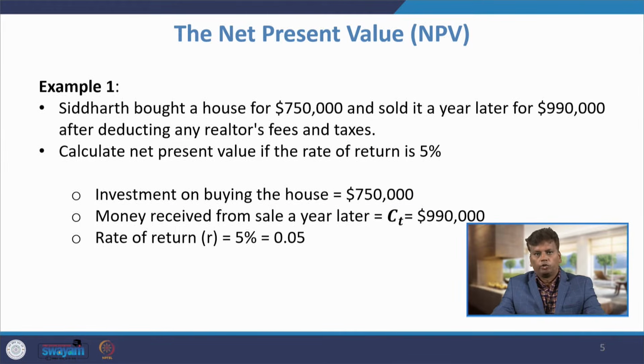Now I am going to explain how to use NPV with the help of an example. Example 1: Siddharth bought a house for $750,000 and sold it a year later for $990,000 after deducting any realtor's fees and taxes. Now calculate the NPV if the rate of return is 5%. So what data is given to us? Investment on buying the house is $750,000, money received from the sale a year later is $990,000, that is Ct. The rate of return R is 5%.